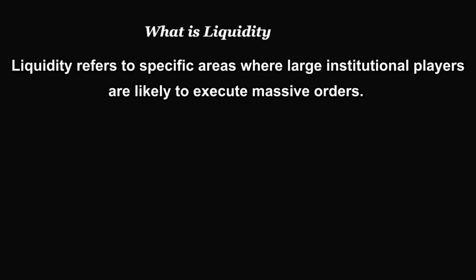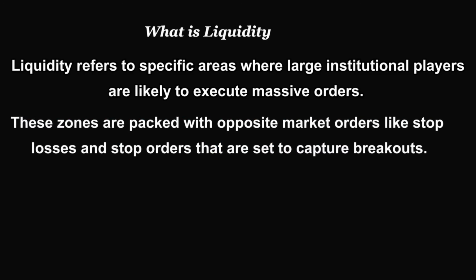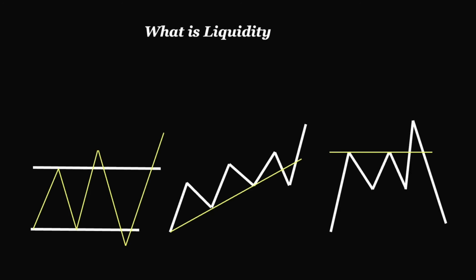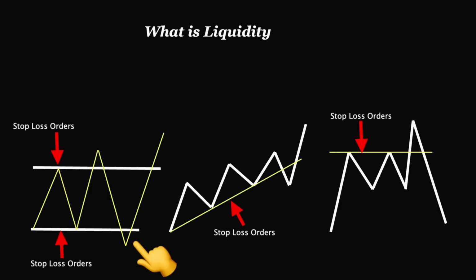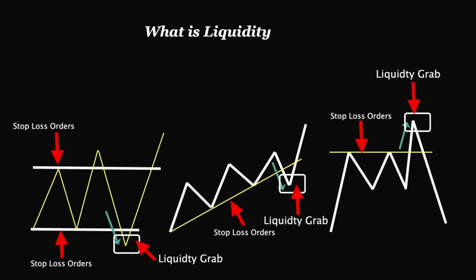So, what is liquidity? Liquidity refers to specific areas where large institutional players are likely to execute massive orders. These zones are filled with opposite market orders, such as stop losses and stop orders set to capture breakouts. Think about it. Around key levels like major highs, lows, trend lines, or areas with equal highs and lows, liquidity is waiting. The trick is that smart money often pushes the price toward these zones to grab that liquidity before the real market direction takes shape. This is why traders frequently fall into bull or bear traps.